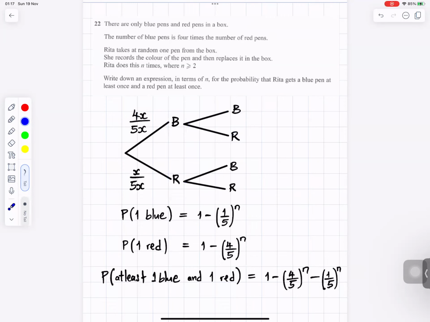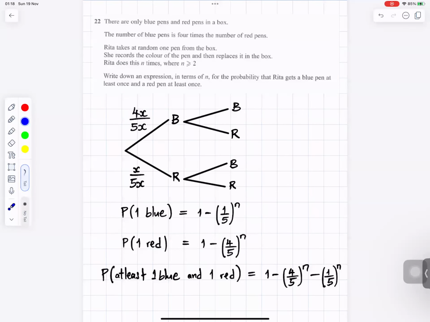So we have x over 5x, 4x over 5x. When you add them together, it gives you 1, because the number of blue pens is 4 times the number of red pens. So probability of 1 blue is 1 minus 1 over 5 to the power n. Probability of 1 red, 1 minus 4 over 5 to the power n. So probability of at least 1 blue and 1 red is 1 minus 4 over 5 to the power n minus 1 over 5 to the power n.